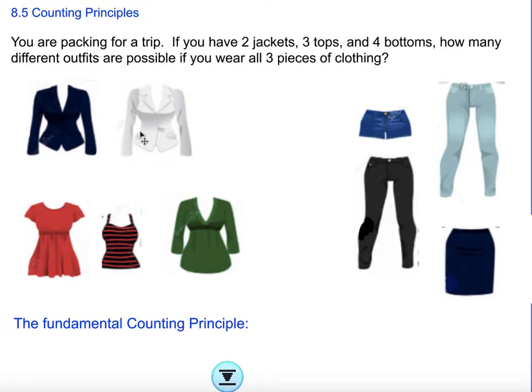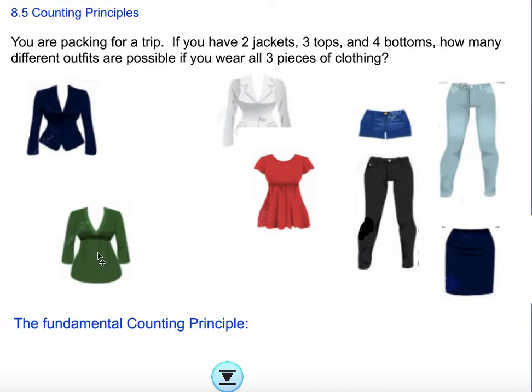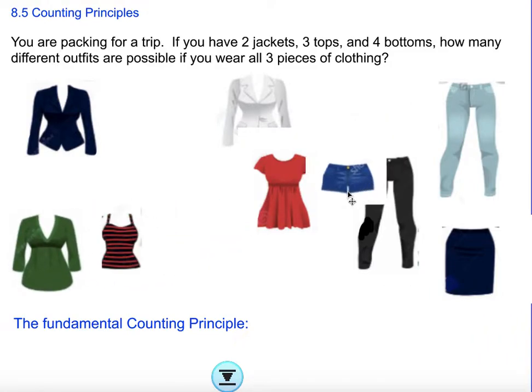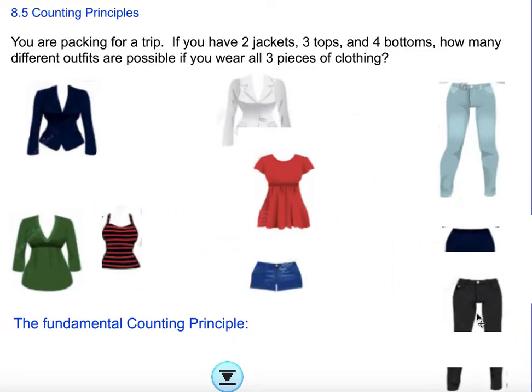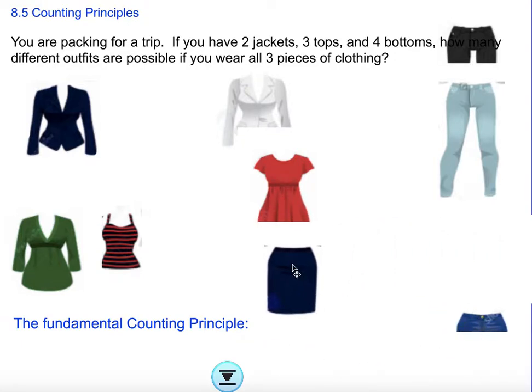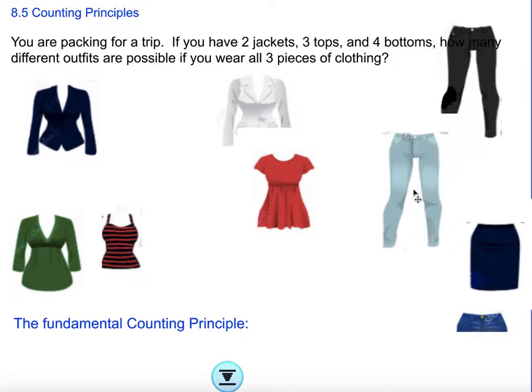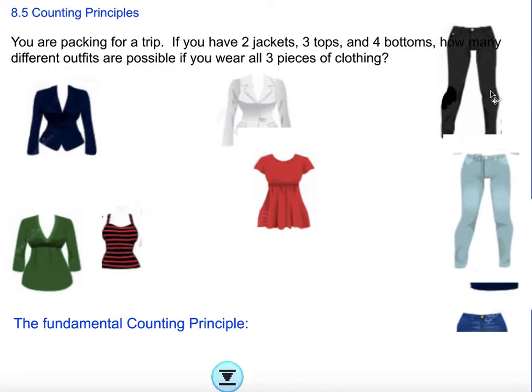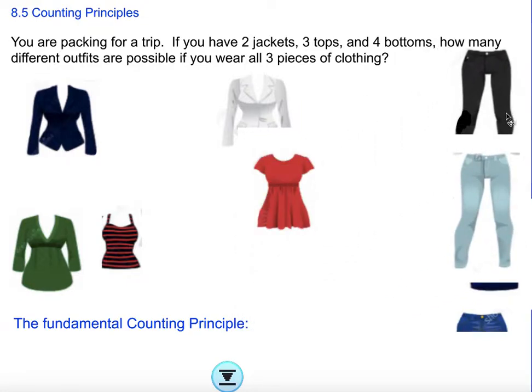So, for example, you could say, okay, I'm going to take this white jacket and I'm going to pair it with this red shirt and shorts. I'll move that off to the side. So there's one outfit right there. I could keep the jacket and the shirt and use a skirt. There's a second outfit. Or these pants, that's a third outfit. Or these pants, that's a fourth outfit.